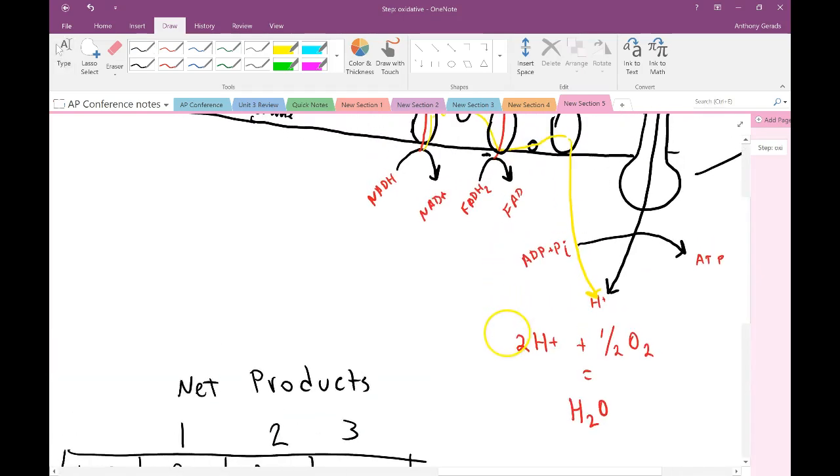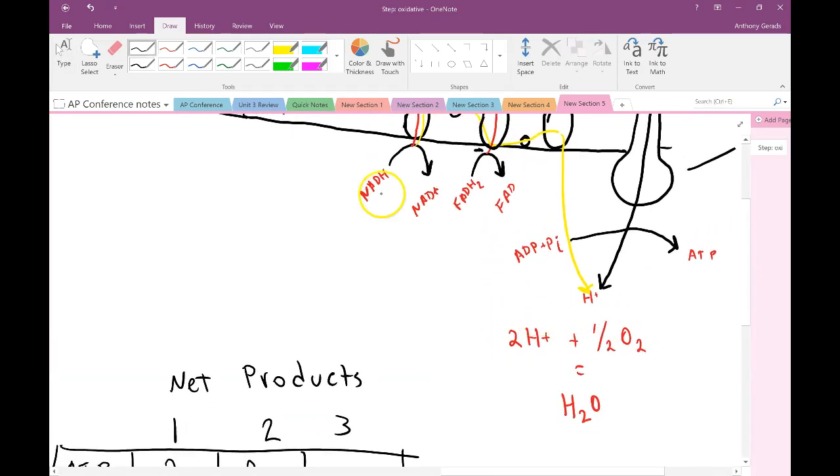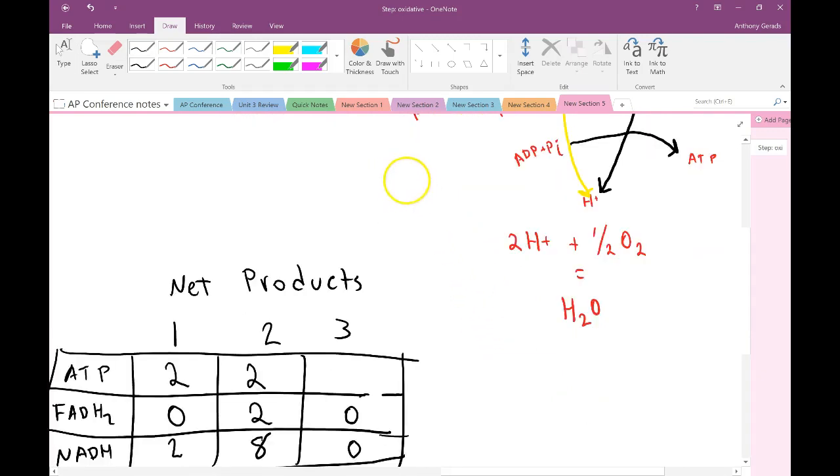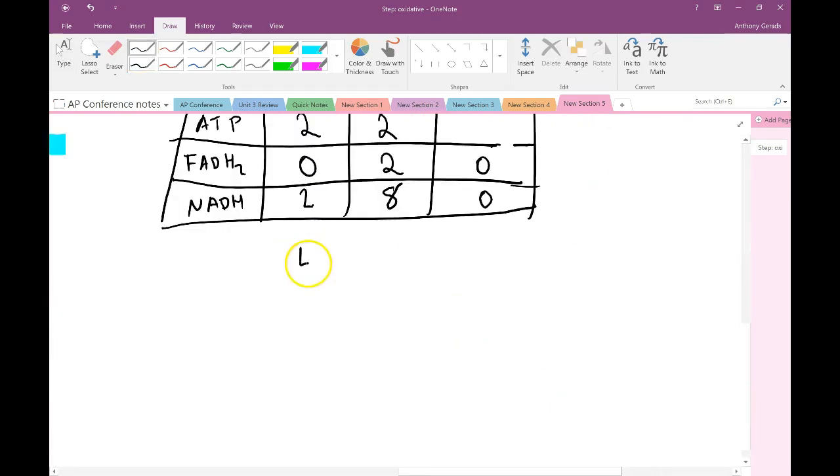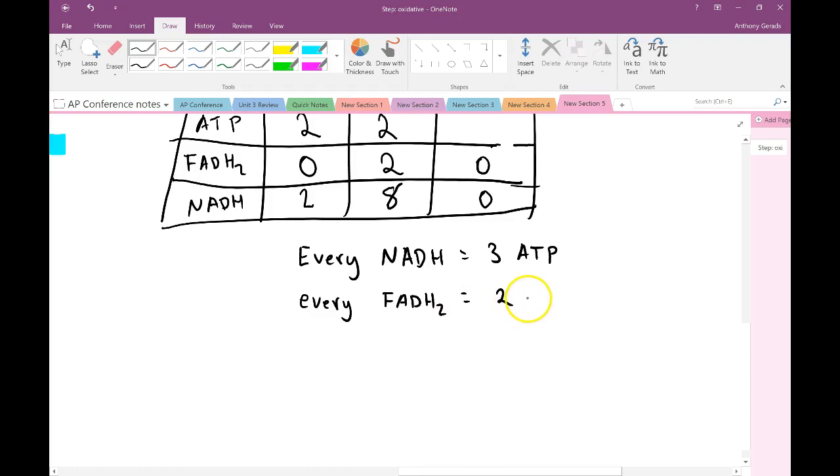So remember right here, NADH comes in, and it drops off that hydrogen, drops off those electrons. Every NADH that I made earlier equals 3 ATP. Every FADH2 equals 2 ATP.